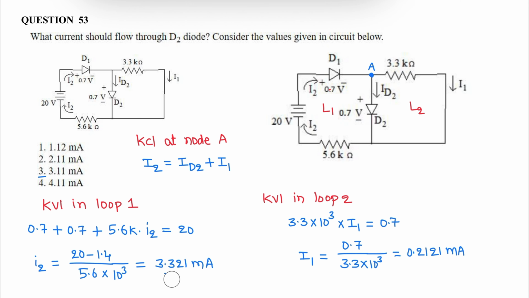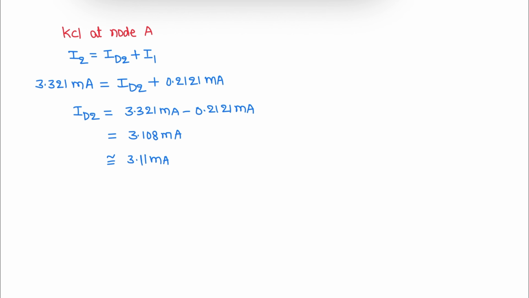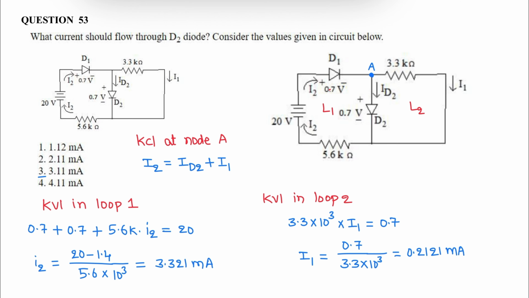Now substitute this current I2 and I1 in this expression. So we will get I2 is equal to ID2 plus I1. So from this, I2 is 3.321, I1 is 0.2121. So from this, current ID2 is 3.11 milliamperes approximately. So correct answer is option 3.